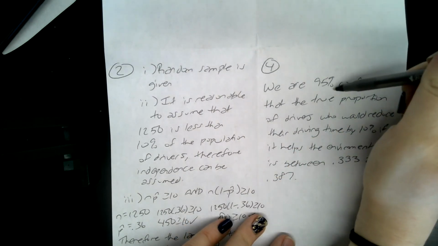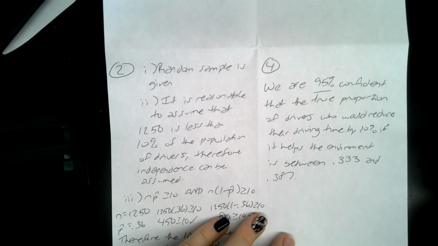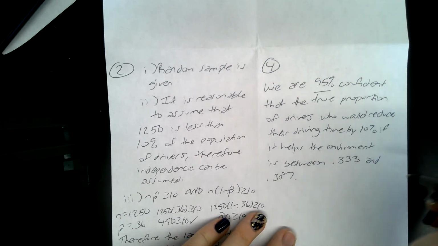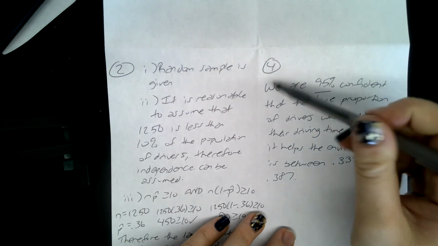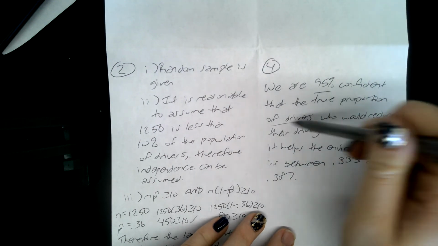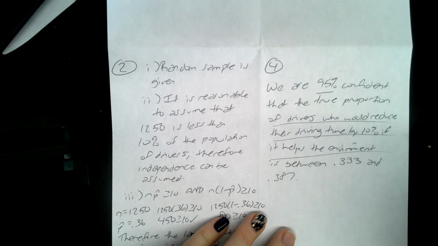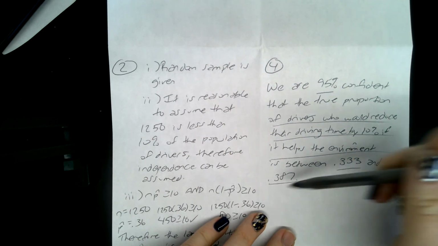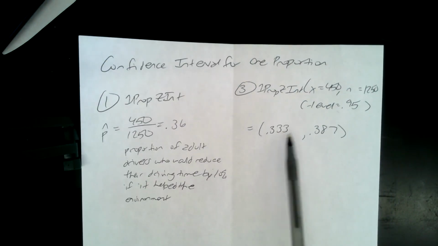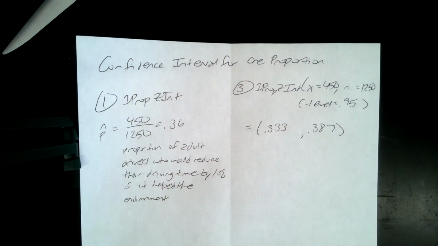So again, that first blank we filled in with the confidence level. Second blank we filled in with the context, so the drivers who had reduced their driving time. The other blanks here, these last two, these are just both the numbers that I got in my confidence interval in part 3. And that is everything you would need to do on this FRQ question for a confidence interval for one proportion.